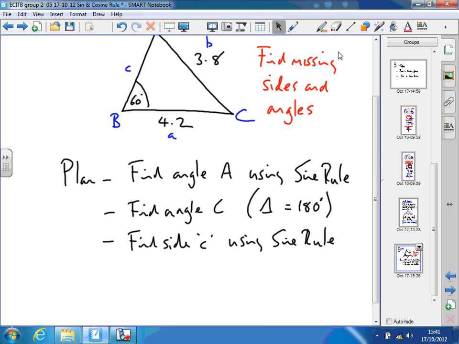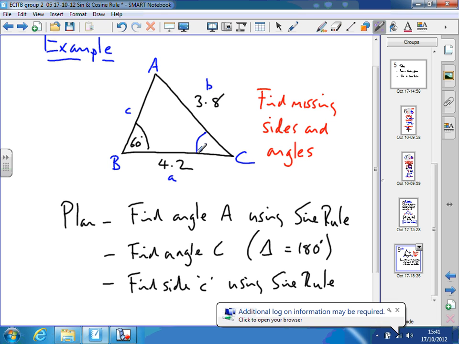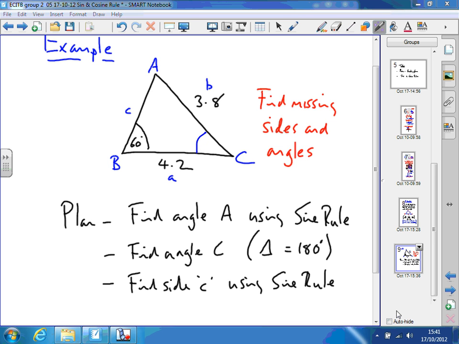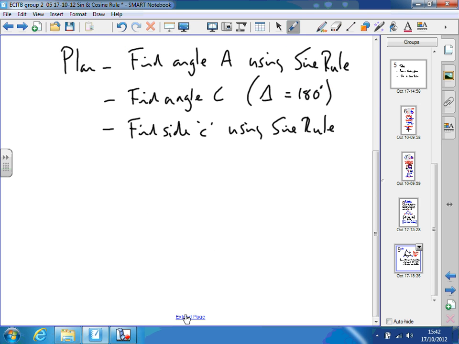Plan to do this. We know one ratio, that's this one, and one other thing, this side, so we can find the angle opposite using the sine rule. So first find the angle A using the sine rule. Once we've got that, we can find angle C because all the angles in the triangle add up to 180. And once we've got that, we can find side C using the sine rule because we know the angle opposite it. Okay, so that's the plan. All we've got to do now is carry out the plan. So, angle A.